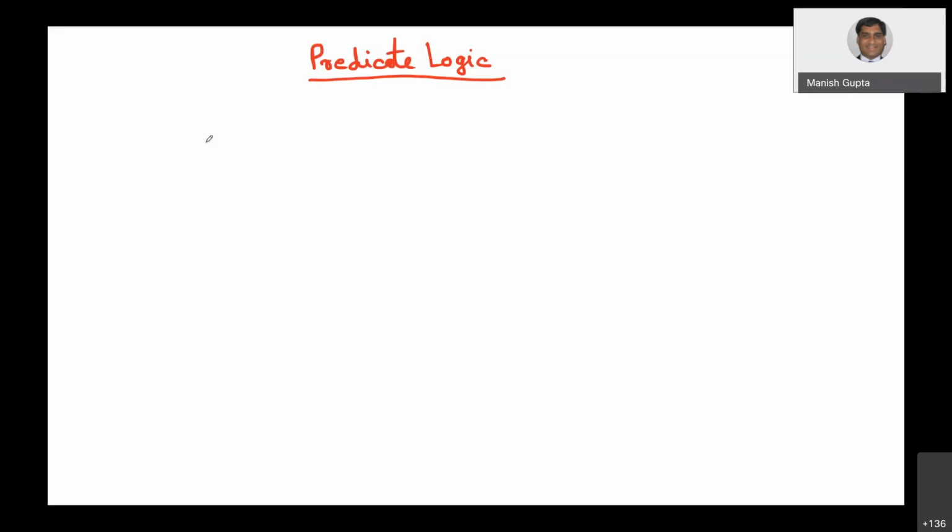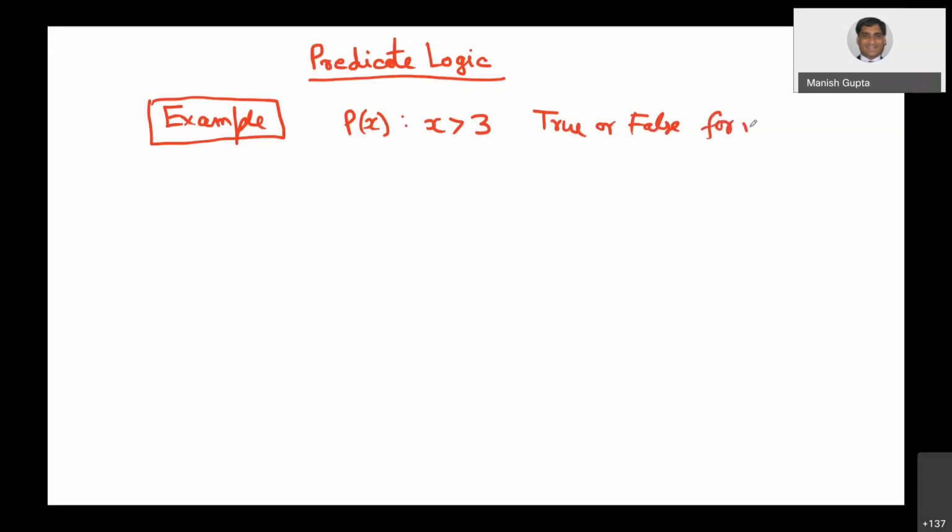So for example, I'll take an example first. P of x is a statement that says that x is greater than 3. Now it may be possible that this statement is true or false for different values of x, right? For example, we know that P of 4 is true, right? Because 4 is greater than 3, and P of 2 is false because 2 is less than 3, it is not greater than 3, right? So these kinds of scenarios may occur in mathematics, computer science, and in actual languages.